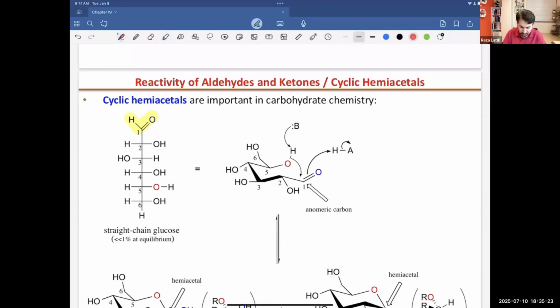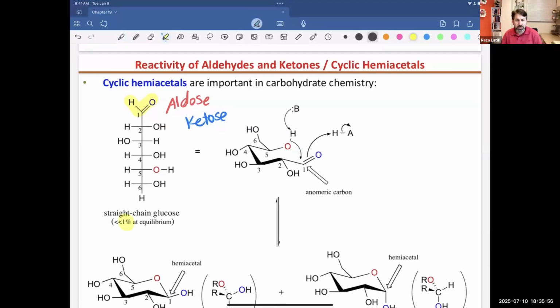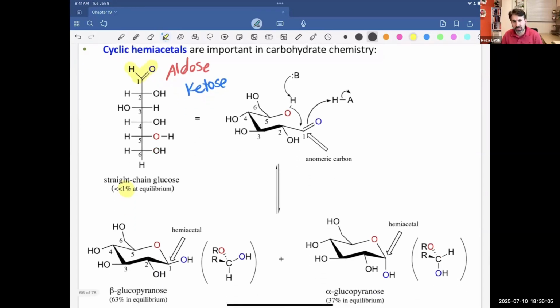Now, because this sugar molecule has an aldehyde functional group, we call it an aldose. Aldose refers to sugar molecules, or carbohydrate molecules, that have aldehyde functional groups. You can use ketose when the functional group is a ketone instead of an aldehyde, but in this case, it's an aldose molecule, and that's an open chain. Look at the percentage of it. Less than 1% of glucose can be found in the linear shape, while the majority of it is in a cyclic version.